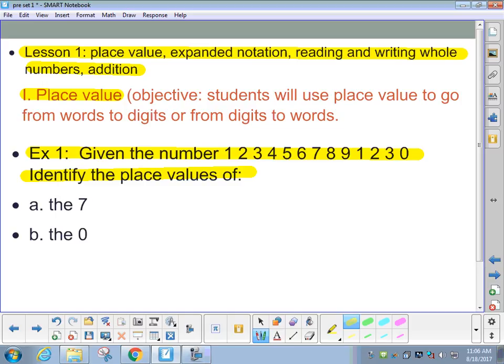All right. Now, you're given the number 1, 2, 3, 4, 5, 6, 7, 8, 9, 1, 2, 3, 0. We're going to identify the place values of 2 of the digits. In our system, the Hindu-Arabic number system, we have 10 different symbols: 0, 1, 2, 3, 4, 5, 6, 7, 8, 9. And every other number is just a combination of those symbols, put in the appropriate place.